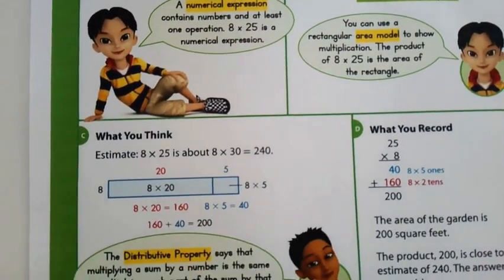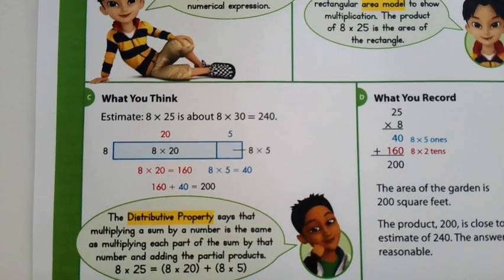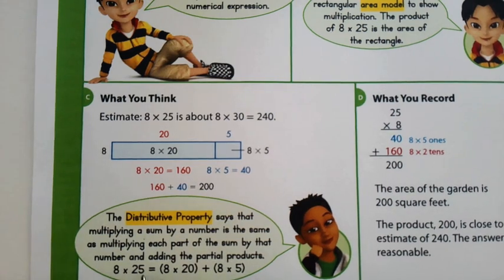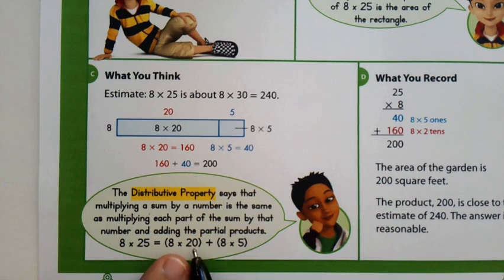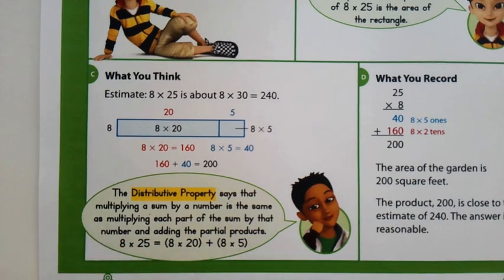So let's take a look at box C. Box C says the distributive property tells us that multiplying a sum by a number is the same as multiplying each part of the sum by that number and then adding the partial products. So this is partial products. What that means is our 25 right here that we're working with, I can take that 25 and break it into 20 and 5. I can multiply each of those by the 8 and then add them together. And that was what we were practicing before when we did partial products.